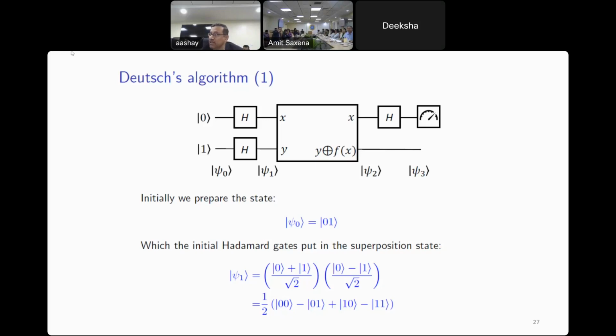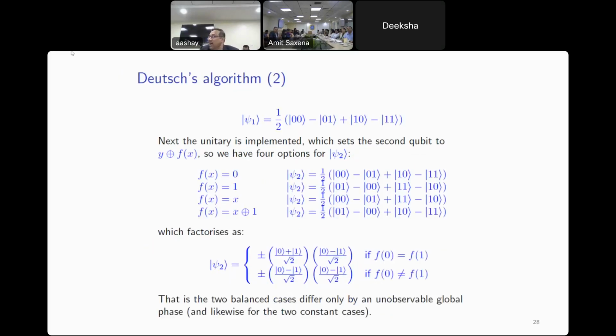So initially, what is psi1? Psi1 is Hadamard of 0, which is (0 plus 1) by root 2, and Hadamard of 1, which is (0 minus 1) by root 2. If we expand the state, the entire psi1 before the input of this particular gate is this state. Then what is done? Then you do this operation, Y XOR f(x).